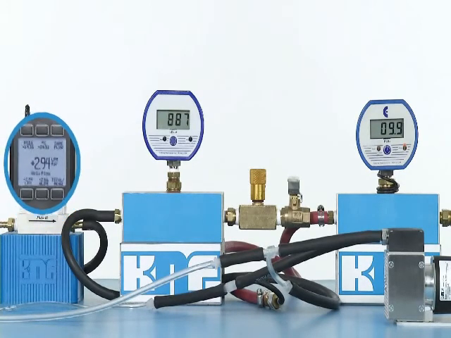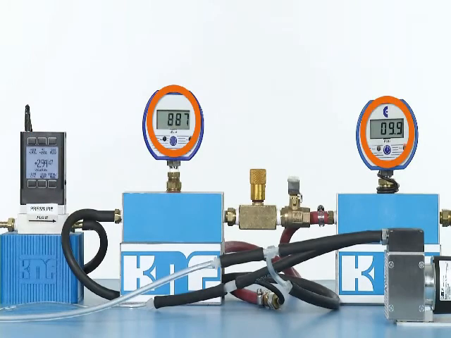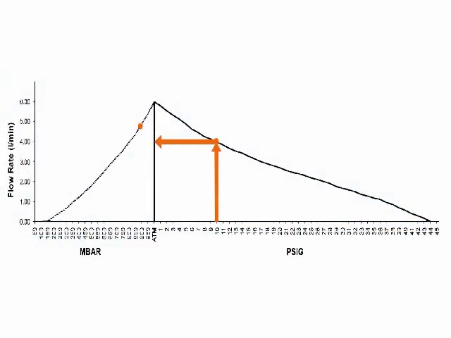To summarize, when both vacuum and pressure conditions are known, the flow curve of the pump can be used to estimate the flow rate.